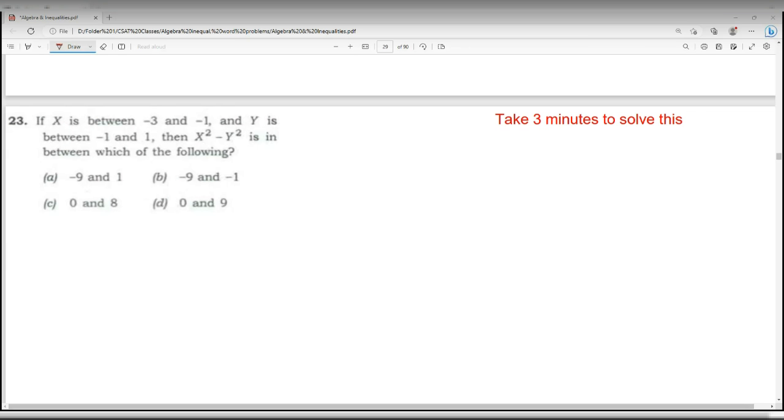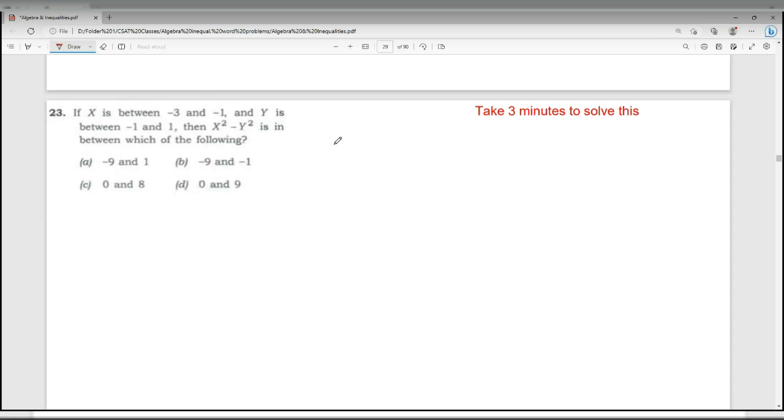Please select the answer choices that you have got. 78% have got option C, 11% have got option D, and 11% have got option B, and nobody has got option A. So the majority have got option C, 84%. So we'll see how to go about this question.